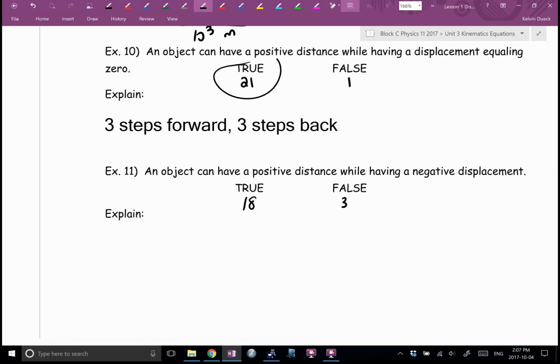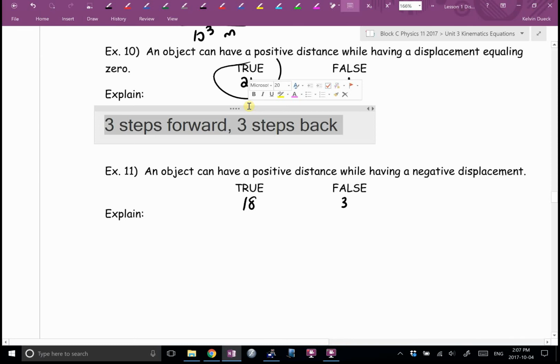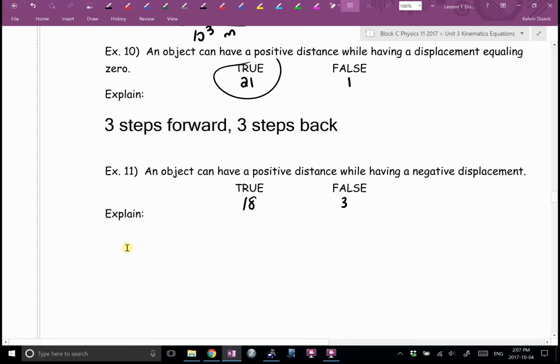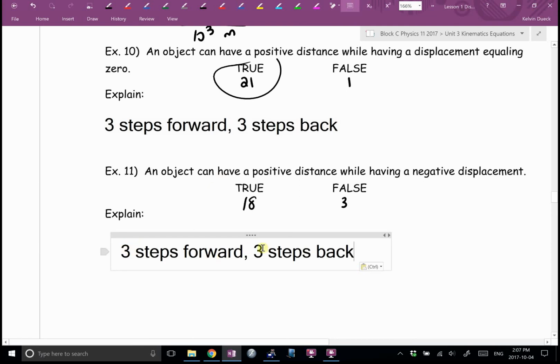What do you think? You can take 3 steps forward, 4 steps back. In fact, you know what? I'm going to go copy, paste. This is how lazy I am. There. Done. That would work. Or just start out at 0, and if you do 3 steps backwards, what's your displacement? -3. What's your distance? +3, because distance is a scalar.